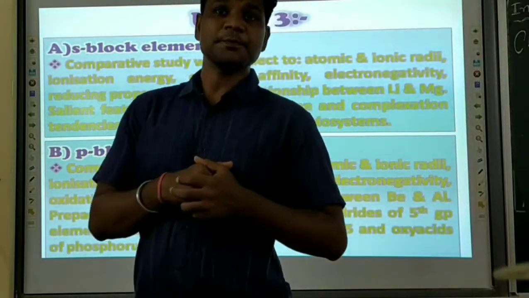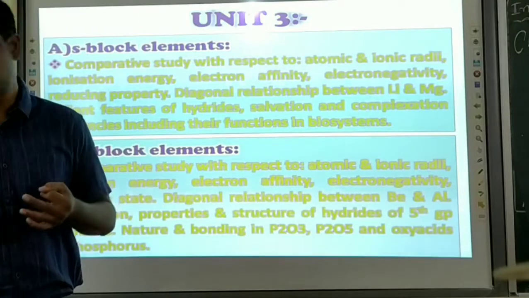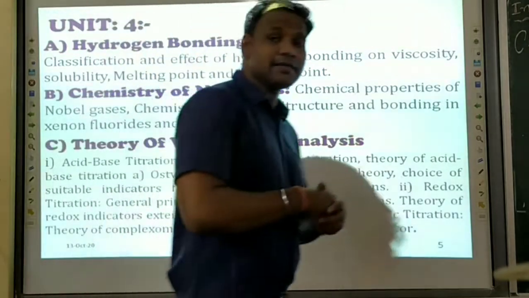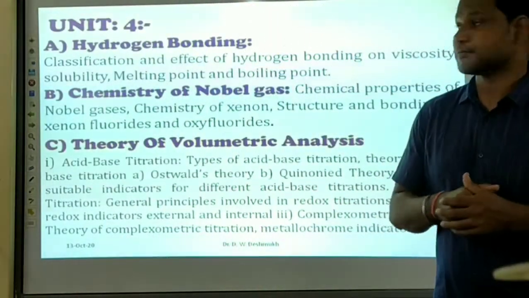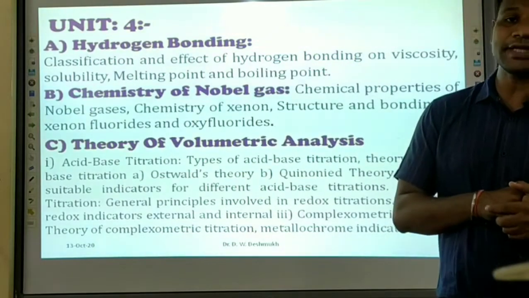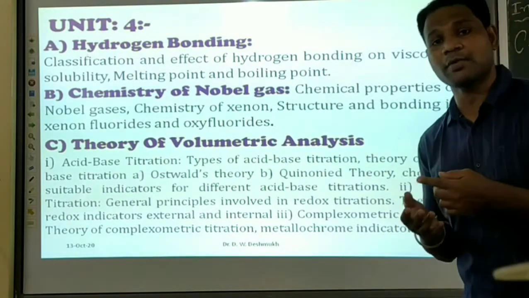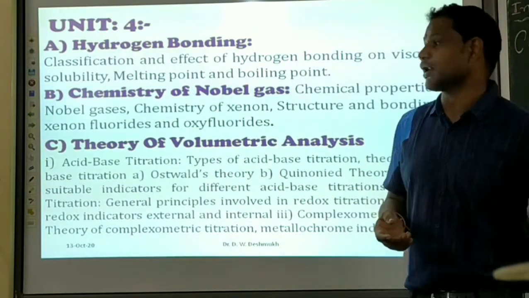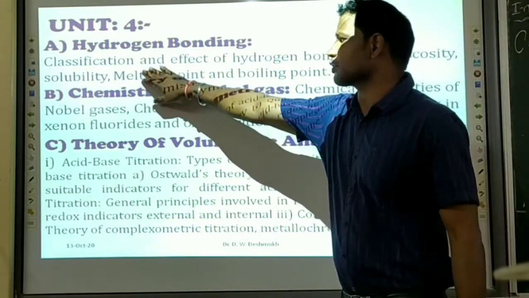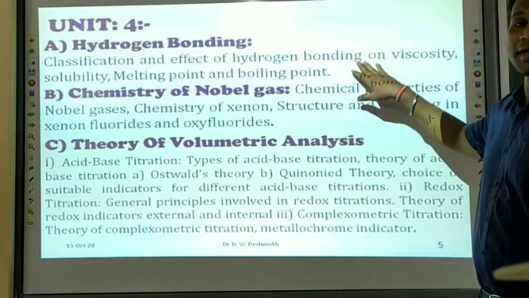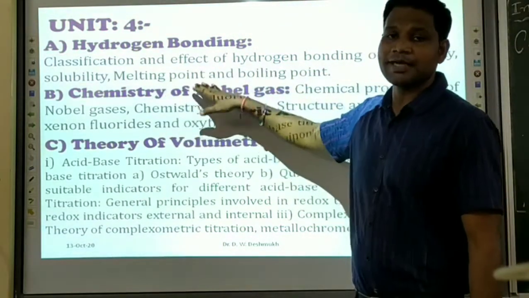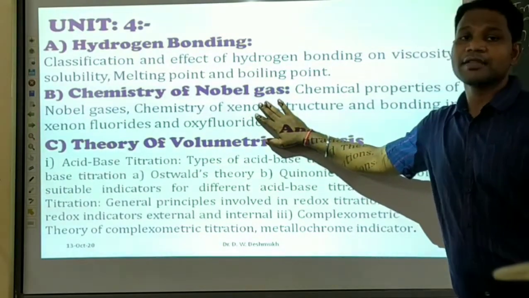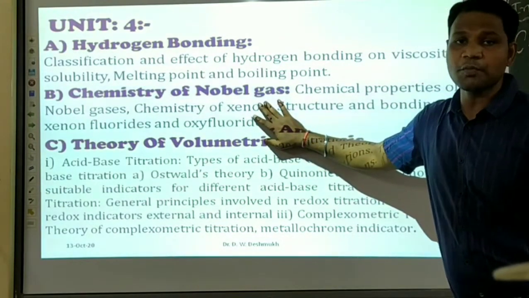Now again, the fourth unit is divided into three different parts, that is hydrogen bonding, chemistry of noble gases and volumetric analysis. So hydrogen bonding. In this unit we are going to discuss what is hydrogen bonding, types of hydrogen bonding, that is intermolecular hydrogen bonding or intramolecular hydrogen bonding. In this part we are going to discuss the classification and effects of hydrogen bonding on viscosity, solubility, melting and boiling point. Then chemistry of noble gases. Now what are noble gases? Noble gases are nothing but the last group of our periodic table.